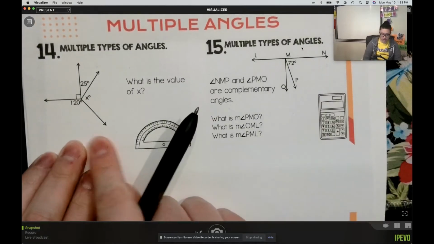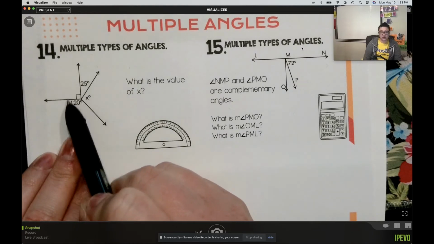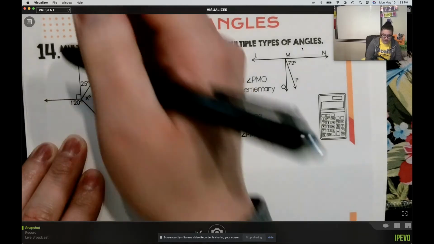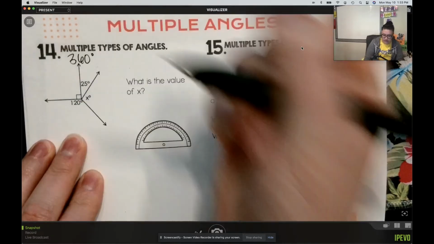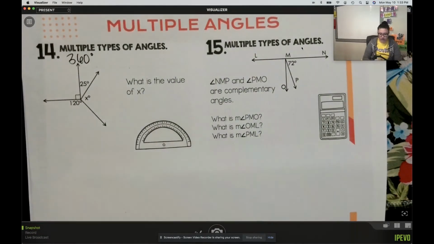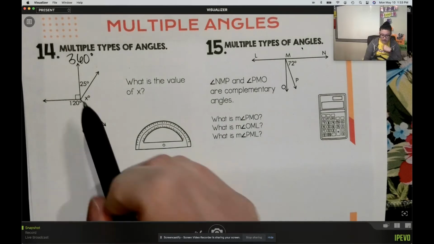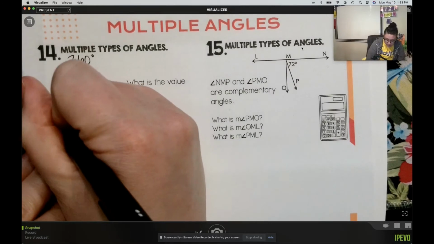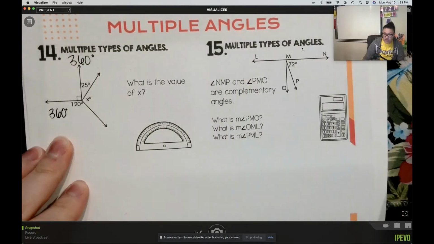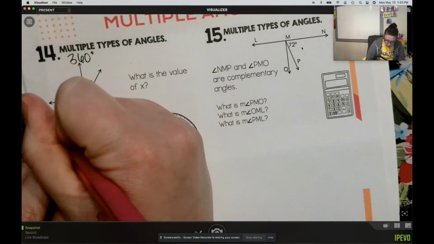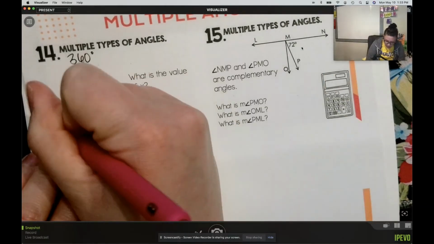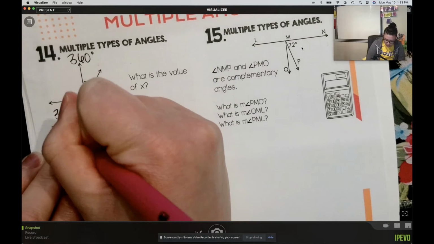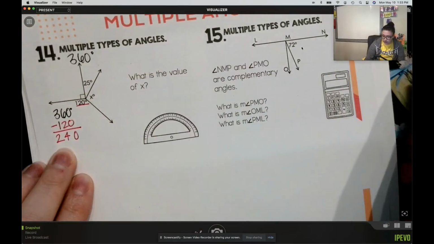So here, we see angles that go all the way around. If it goes all the way around, that means that the total is going to be 360 degrees. It says, what is the value of x? So I know my total is 360 degrees. What operation should I probably do next? Subtract. My whole is 360 degrees. I'm going to subtract my 120. And I've got 240 left.